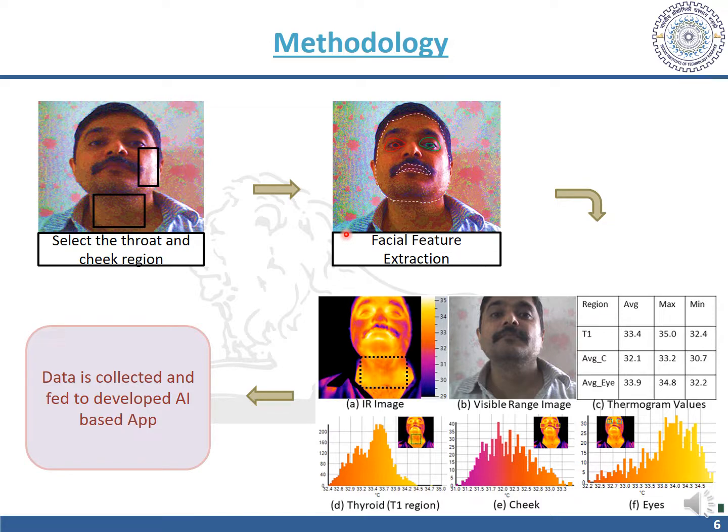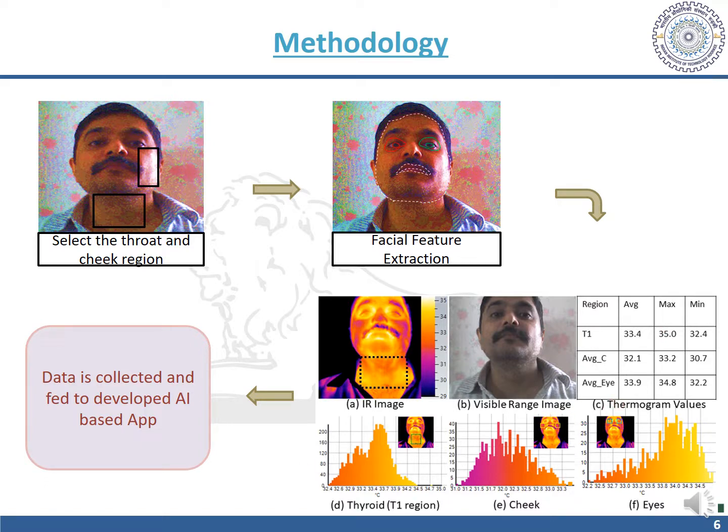Second, our task is to extract the facial features like the throat area and the cheek area. For this purpose, we have used an open source library, which is the MediaPipe library. After facial feature extraction, we found the temperature distribution of the thyroid, cheek, and the eye area, like shown in this figure. Here we found the temperature distribution of the throat, here cheek, and here the eye area. All these are the average, maximum, and minimum values of the temperature.